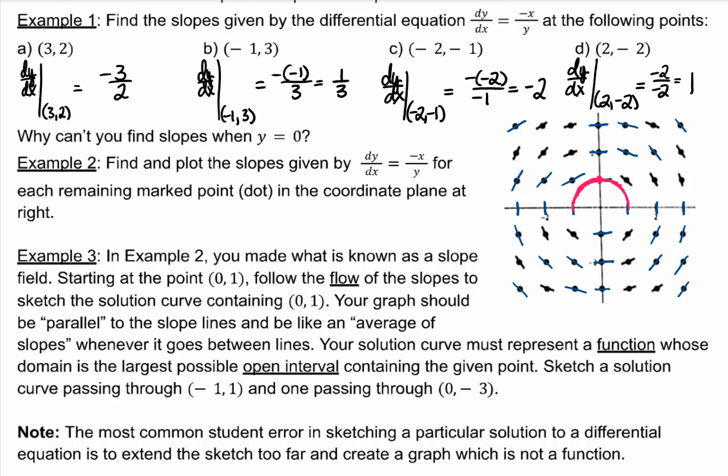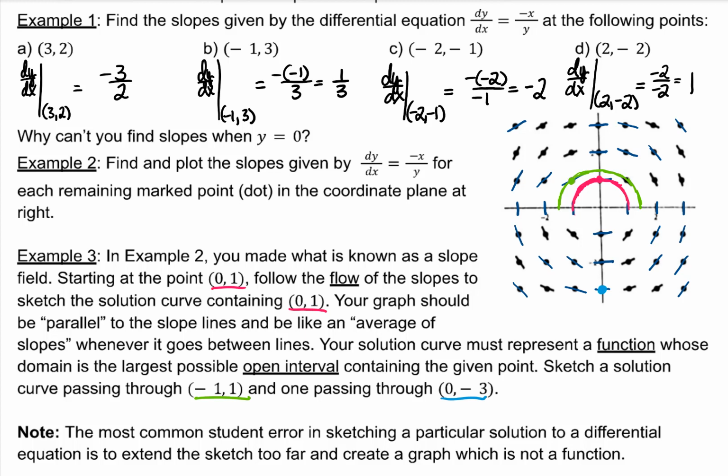Now, I could keep going. It looks like this is a circle, but I need this curve to be a function with the largest possible domain. That's why I chose from negative radius to positive radius, and that's why we have this semicircle. At negative 1, 1, we have a negative slope. As you go toward the x-axis, it becomes steeper until it's vertical. As you go away, it becomes less steep until it's horizontal, and it is symmetrical on the other side.